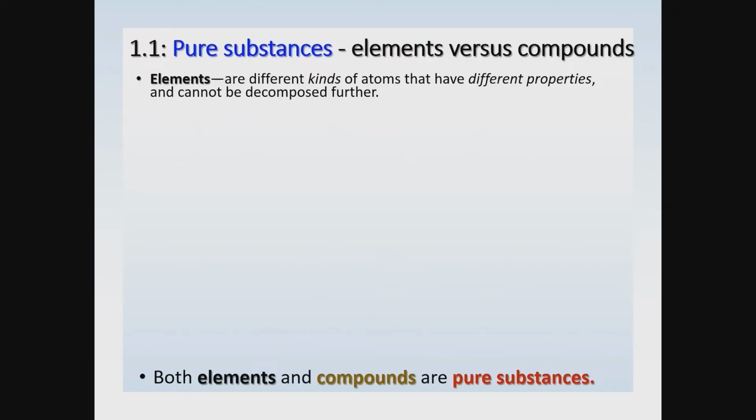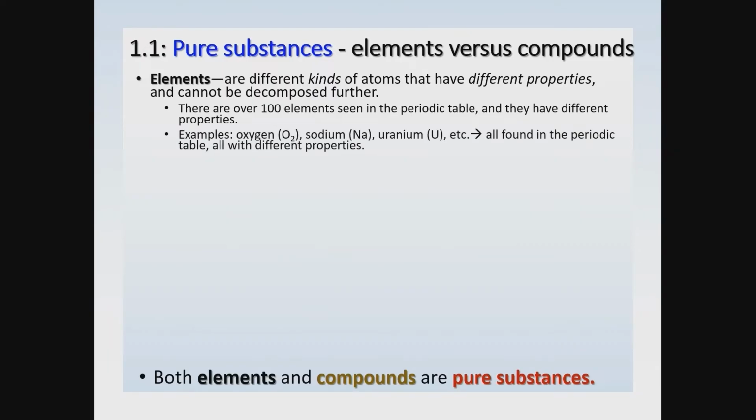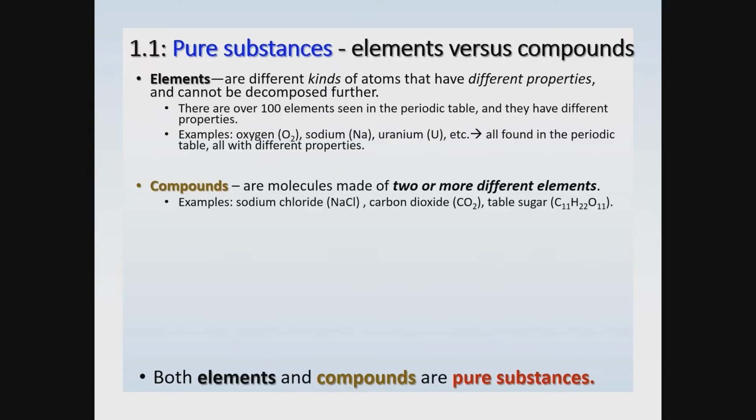So I'm going to talk a little bit more about elements and compounds here. Just to remind you that elements are seen in the periodic table, and we have about 100 different elements. Each of these elements has different properties. However, each element has its unique properties, but it cannot be further decomposed into another different kind of element. I have some examples of elements there, and you would see these in the periodic table. You would see oxygen and sodium and uranium, and they have different properties.